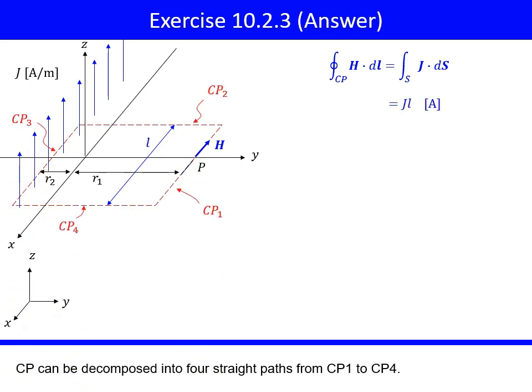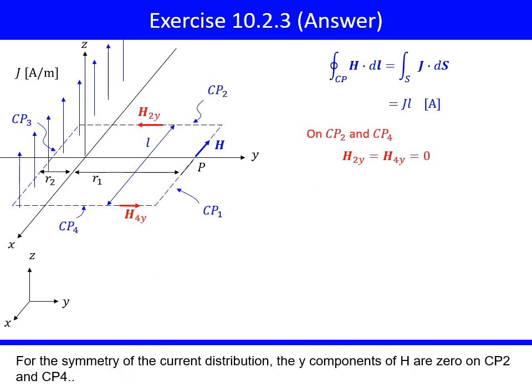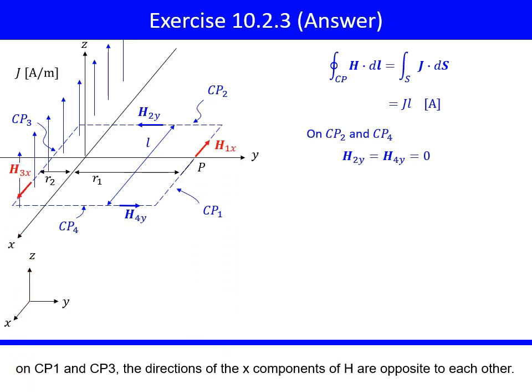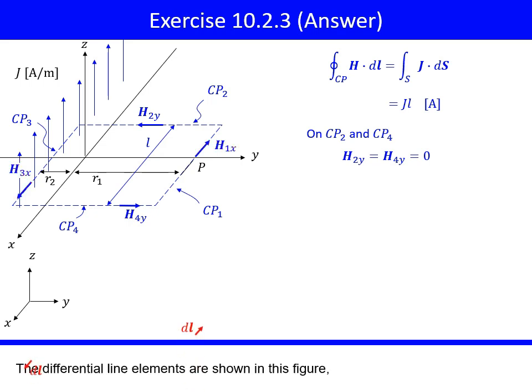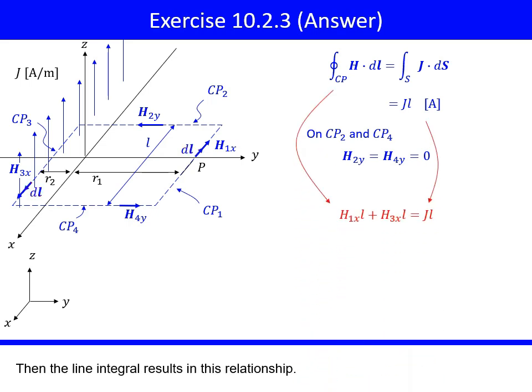CP can be decomposed into 4 straight paths from CP1 to CP4. For the symmetry of the current distribution, the y components of H are 0 on CP2 and CP4. On CP1 and CP3, the directions of the x components of H are opposite to each other. The differential line elements are shown in this figure. Then the line integral results in this relationship.